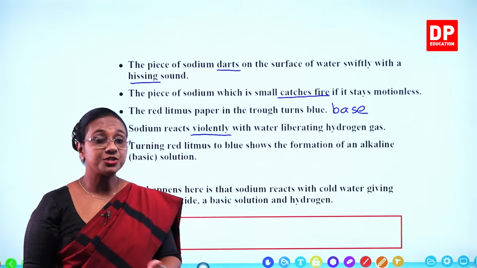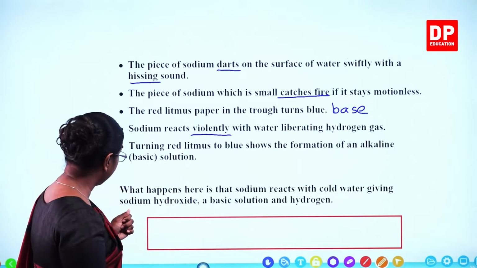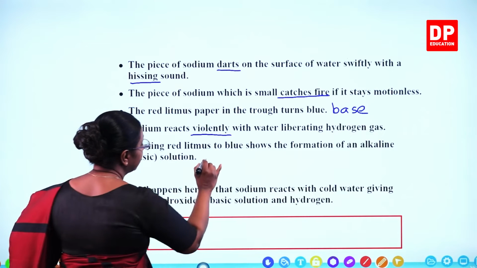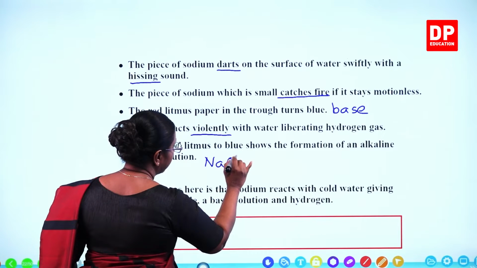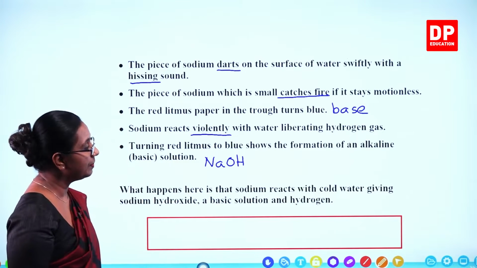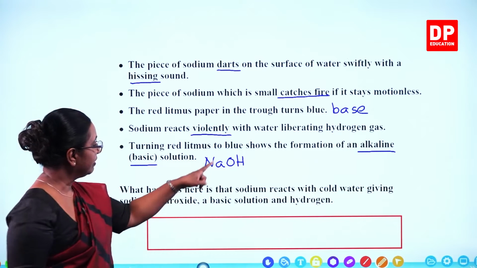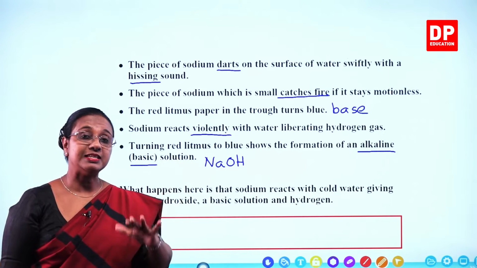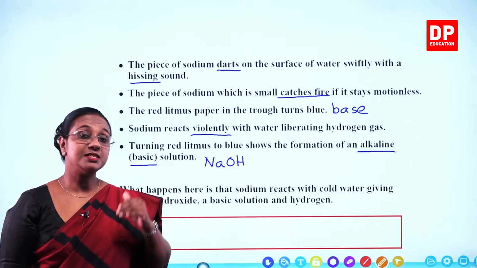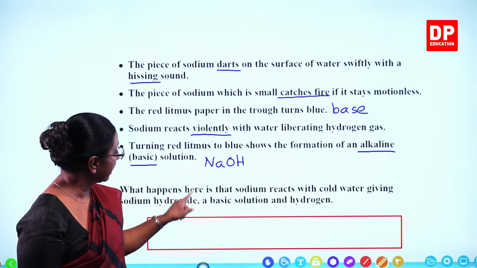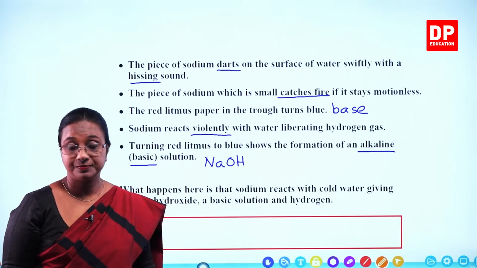Sodium reacts violently with water, liberating hydrogen gas. So vigorous reaction or violent reaction. Turning red litmus to blue shows the formation of an alkaline or basic solution. What is that? That is sodium hydroxide. Alkaline or basic solution. You have to remember this. Now we will be discussing bases, acids and all those different substances in grade 11. But you all have to know this is an alkaline or basic solution.